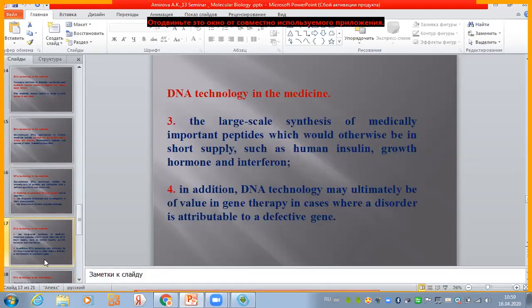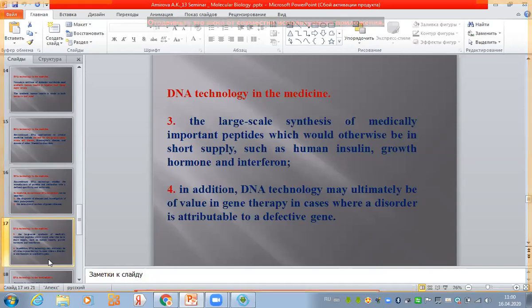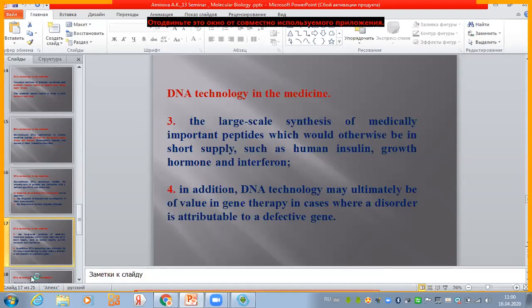Third, the large-scale synthesis of medically important peptides which would otherwise be in short supply, such as human insulin, growth hormone, and interferon. In addition, DNA technology may ultimately be of value in gene therapy in cases where a disorder is attributable to a defective gene.